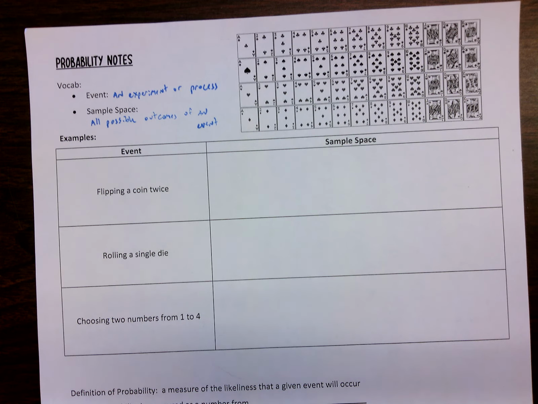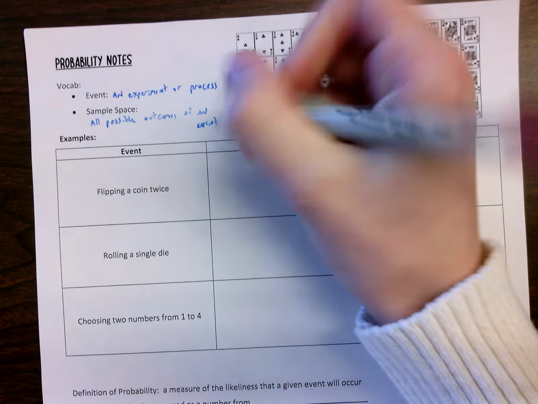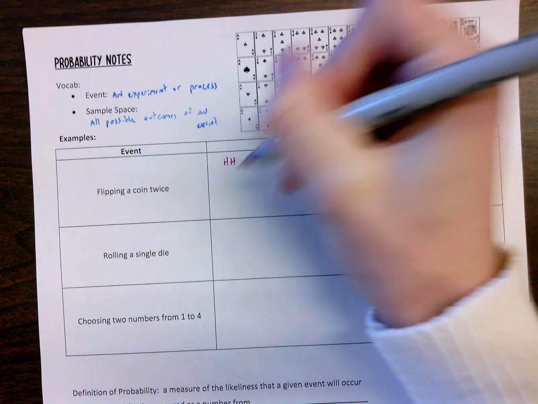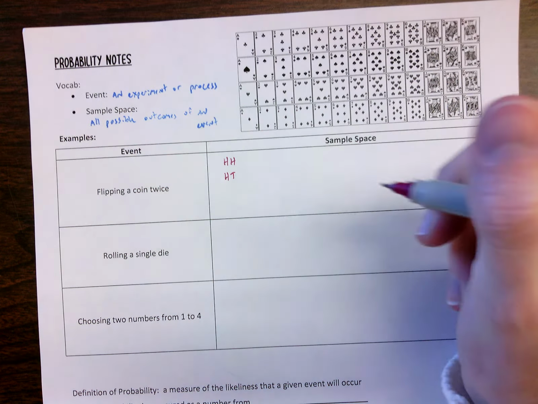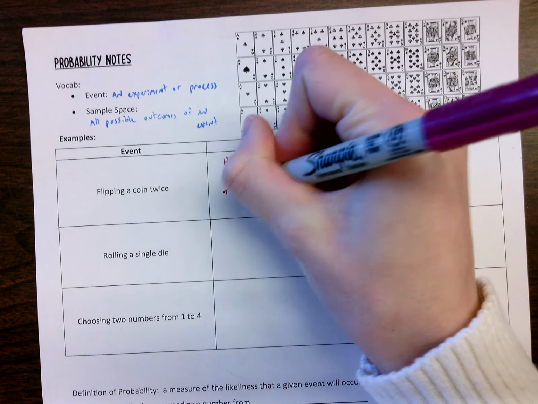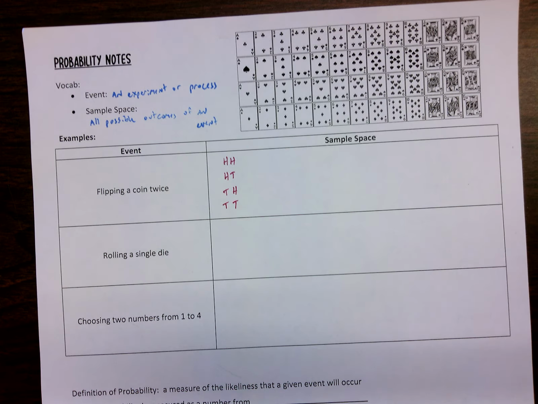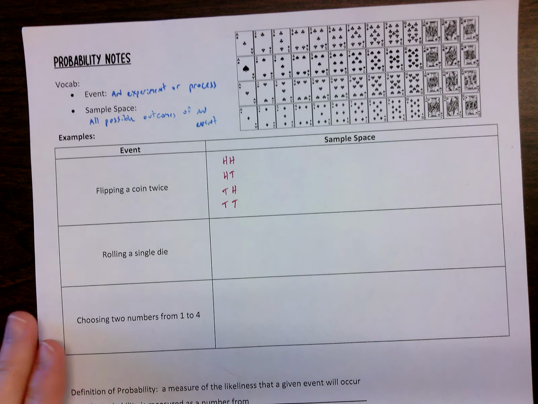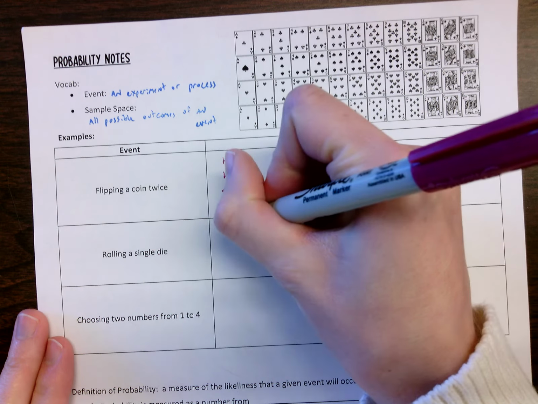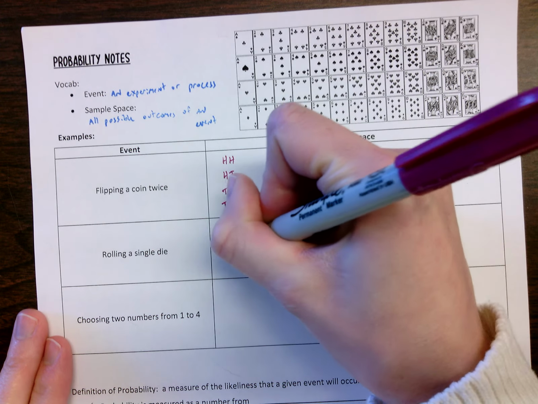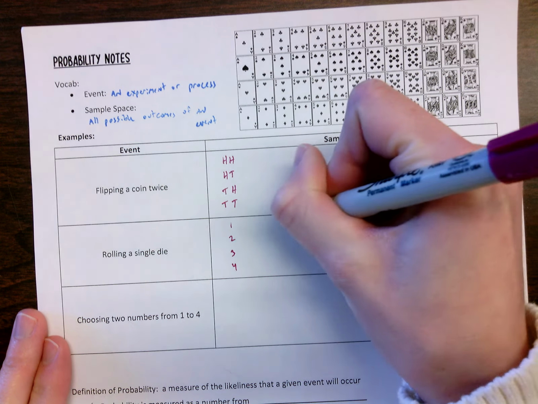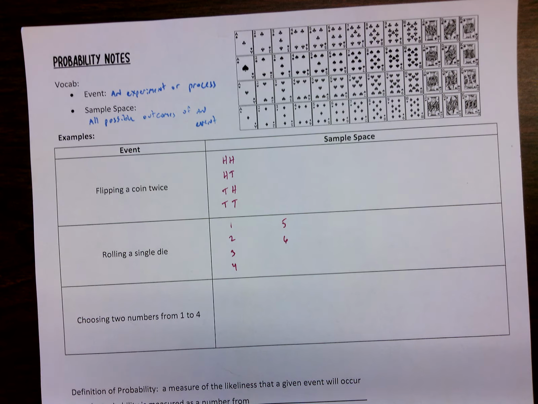Okay, so a couple more examples here. Flipping a coin twice. So our sample space would be you could get heads twice, you could get heads and then tails, you could get tails and then heads, or you could get tails twice. Those are the only possible outcomes. So that is your sample space. Rolling a single-sided die, we just kind of mentioned this. Your possible outcomes are you could get a 1, a 2, a 3, a 4, a 5, or a 6. So that's your sample space.